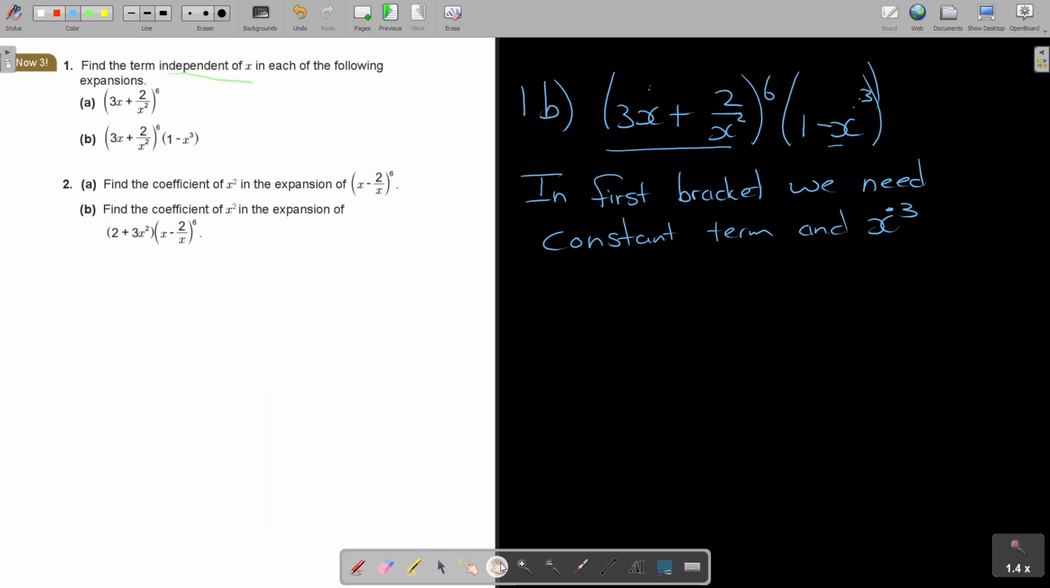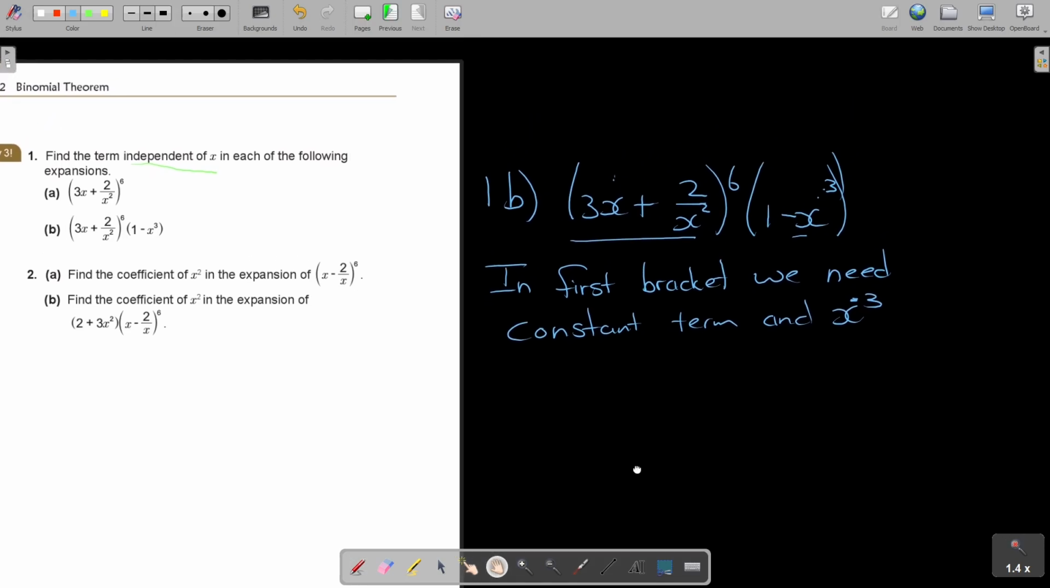So in A, I'm just going to add a little bit. What do I need of A? I'm going to have 6 choose r, and then 3 to the power 6 minus r, and then 2 to the power r, and it's x to the power 6 minus 3r.